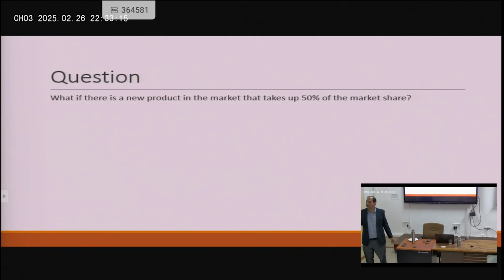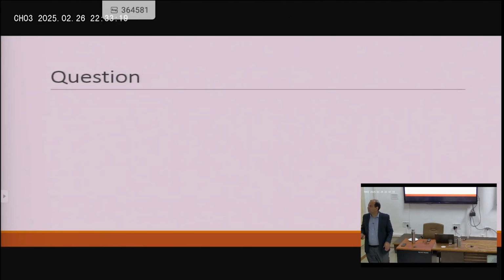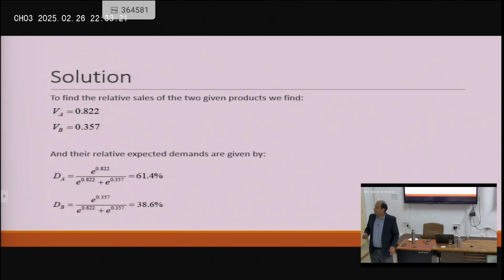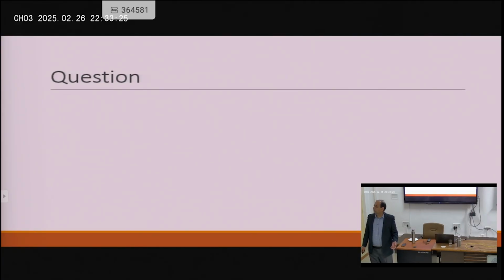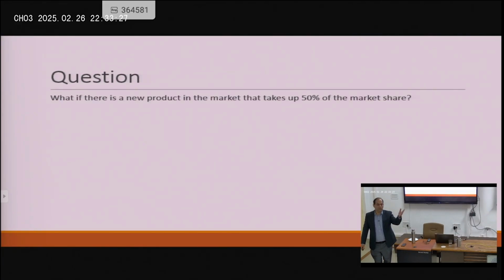If we said that we had A and B, A was taking what, 61% or something? Yeah, and then B was 38. What happens to these choice probabilities if C comes along and takes up 50%? Yes, but they will decrease, they will still maintain the same ratio as they were before, right? They were 61 to 38, they'll again be 61 to 38 after 50%, right?